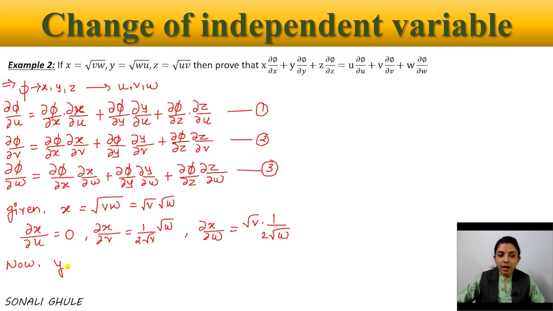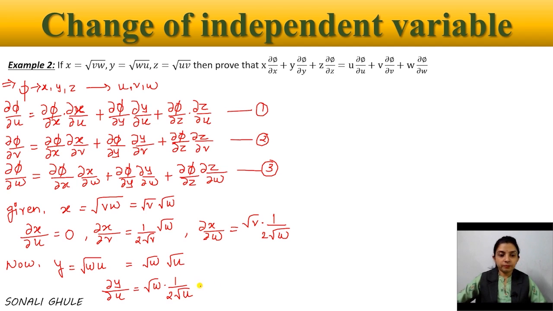Okay. Now for y, what is the value for y? Yes, it is root wu. Okay. So this also I can write as root w into root u. We can separate the root. Now from this, what is the derivative of y with respect to u? Yes, here w is constant and we have a term for u. So I can write here root w into the derivative of root u. It is 1 by 2 root u.